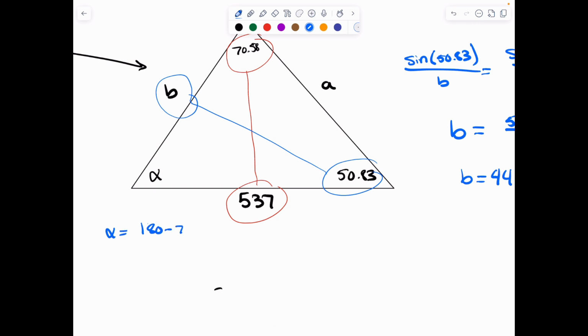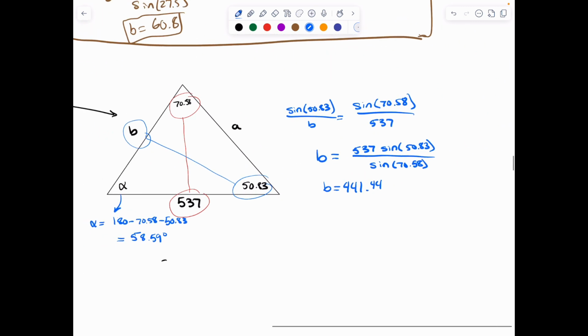And then the other, so then you're going to do 180 minus 70.58 minus 50.83, and that ends up equaling, what do I have here? 58.59 is that angle there.